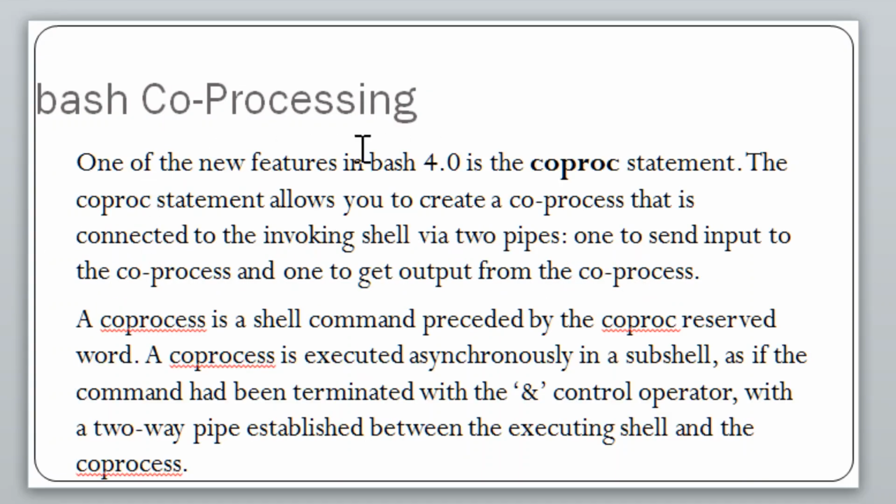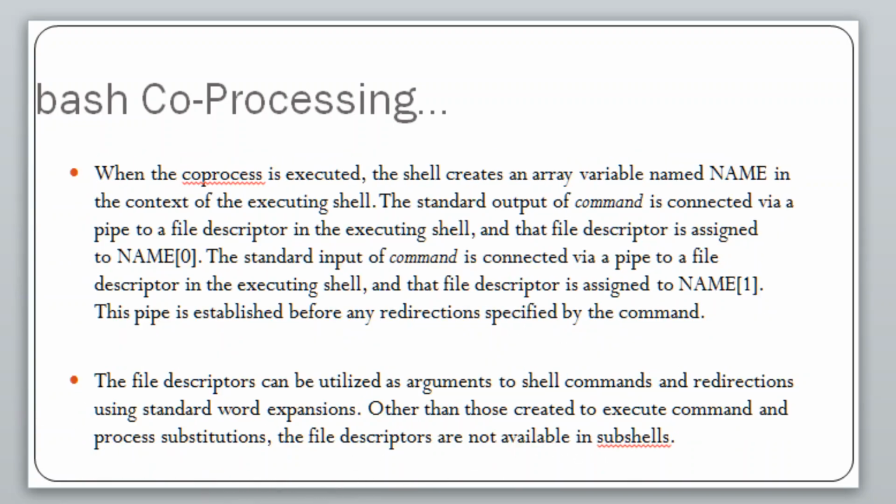Let's talk about bash coprocessing. It's one of the new features in bash 4.0, and it uses the coproc statement. The coproc statement allows you to create a coprocess that is connected to the invoking shell via two pipes: one to send input to the coprocess and one to get output from the coprocess. A coprocess is a shell command preceded by the coproc reserved word. A coprocess is executed asynchronously in a subshell as if the command had been terminated with the ampersand control operator, with a two-way pipe established between the executing shell and the coprocess.